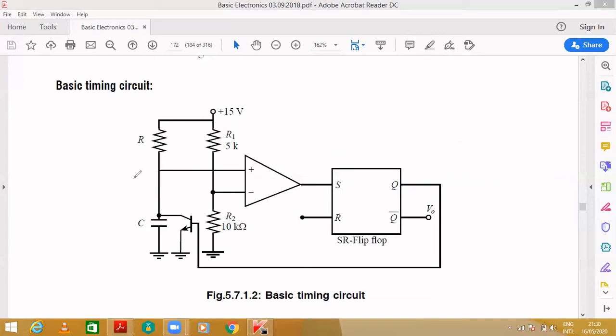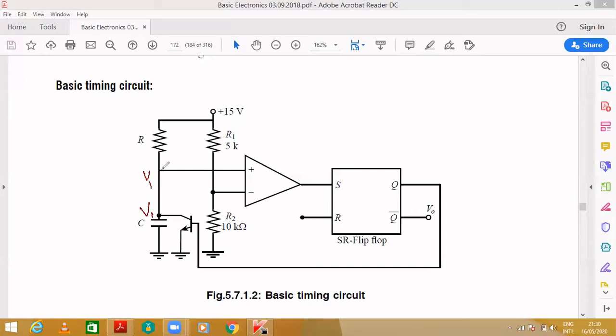Here, at this point, suppose I assume the voltage at this point is V1. What is the voltage at this point? Anyhow, the voltage at this point and this point will remain the same. Why? There is no resistance, and no resistance means there will be no drop. So whatever voltage you have, the same voltage will be maintained over here.